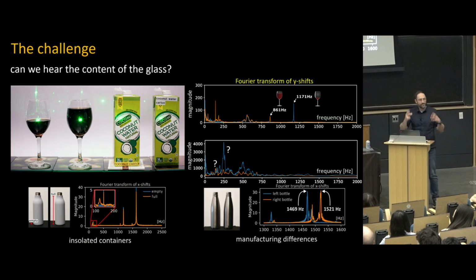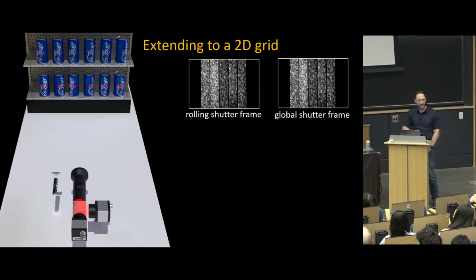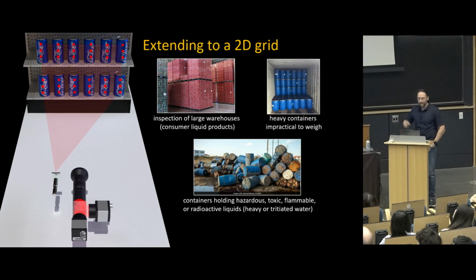Also, there are containers that should be exactly the same, but have different frequency responses due to manufacturing differences. So our task is to figure out how much liquid is in all of these containers without ever touching them. For this task, the dual shutter camera that I mentioned before is not enough, because it only gives us sensing on a line, and what we want is to measure many containers at once with multiple points per container.